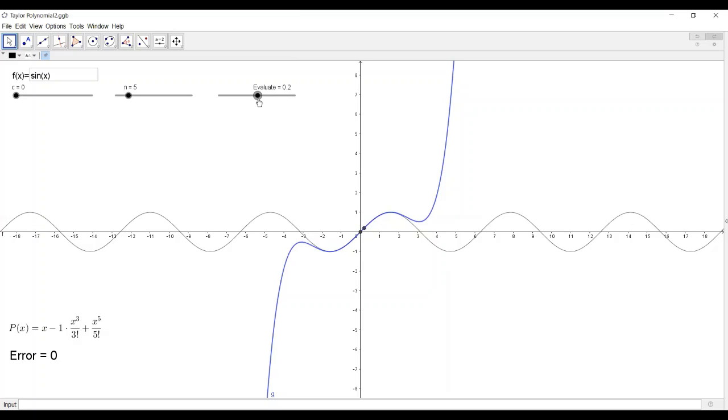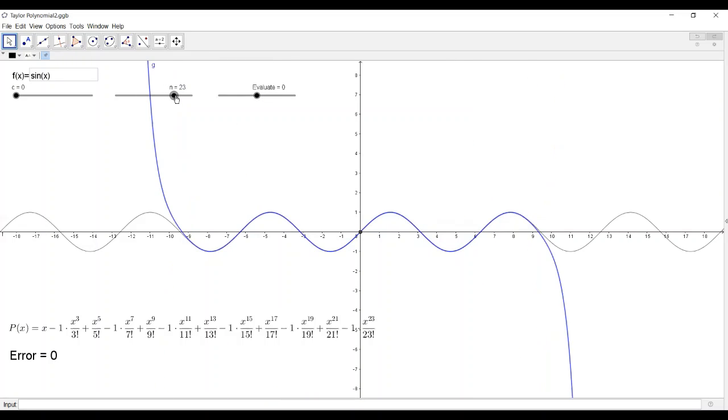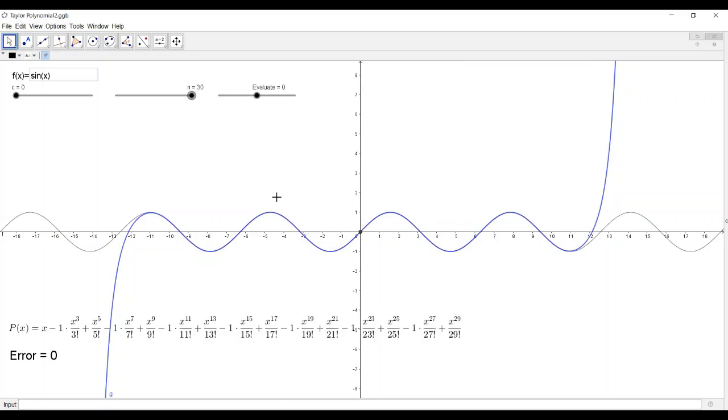So let's go back to our center and notice that it's not stopping there. If we really let the Taylor polynomial go up in power, notice we're matching the curve farther and farther away from the center, and you see that we can evaluate it farther and farther away from the center and still have basically no error in our calculation. All right, let's go back to our center here.